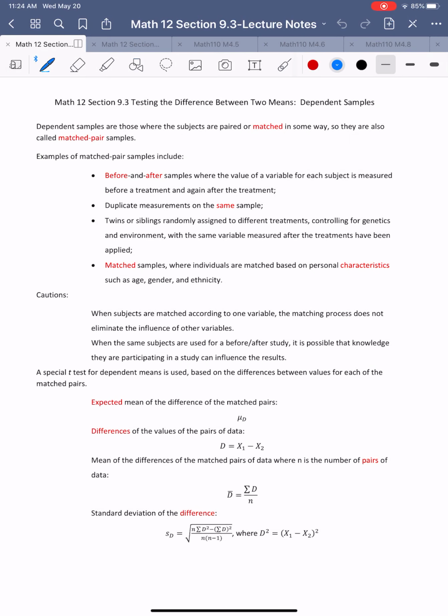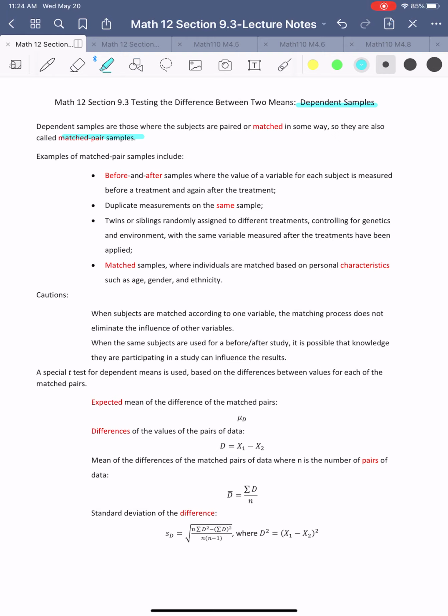Hello, this is section 9.3, testing the difference between the two means with dependent samples. Dependent samples are those where the subjects are paired or matched in some way, so they are also called matched pair samples.